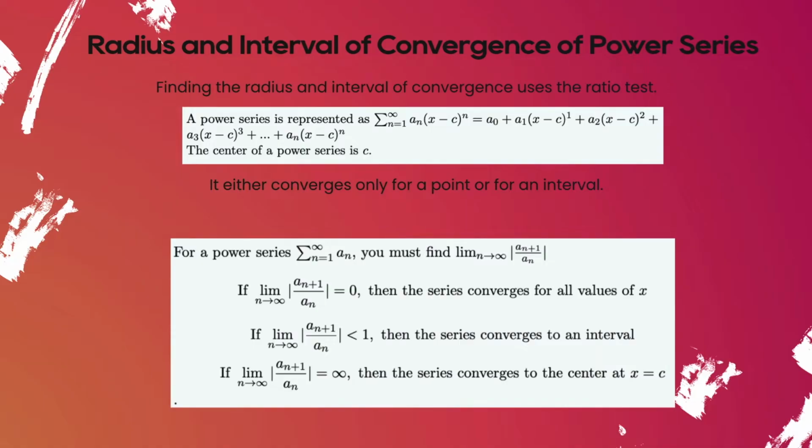If that limit equals 0, then the series converges for all values of x, so from negative infinity to infinity. If that same limit is less than 1, then the series converges on an interval. And if that limit approaches infinity, then the series converges only at the center, x equals c.